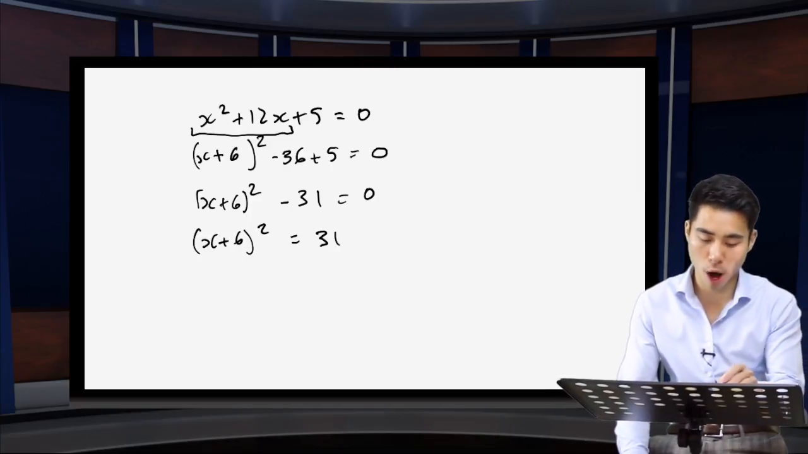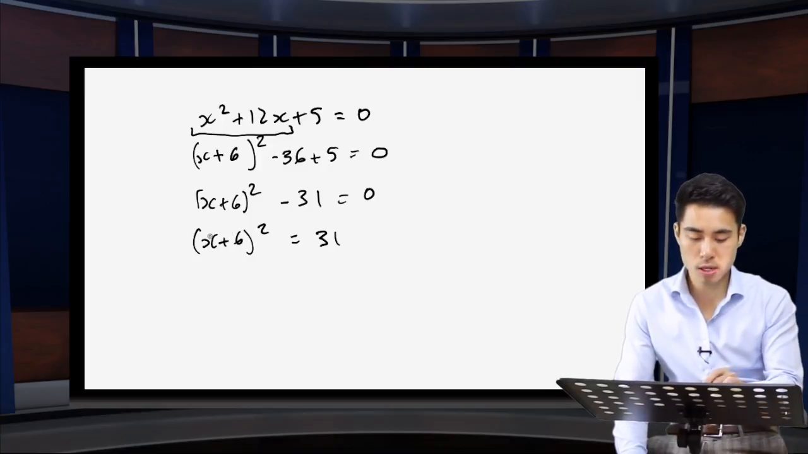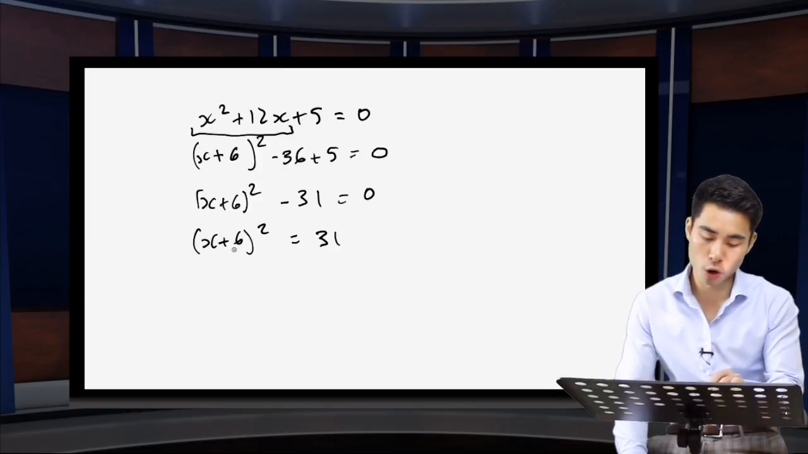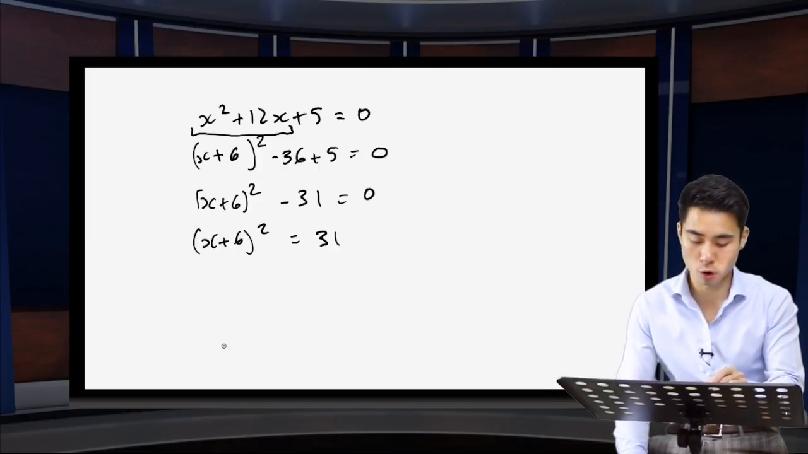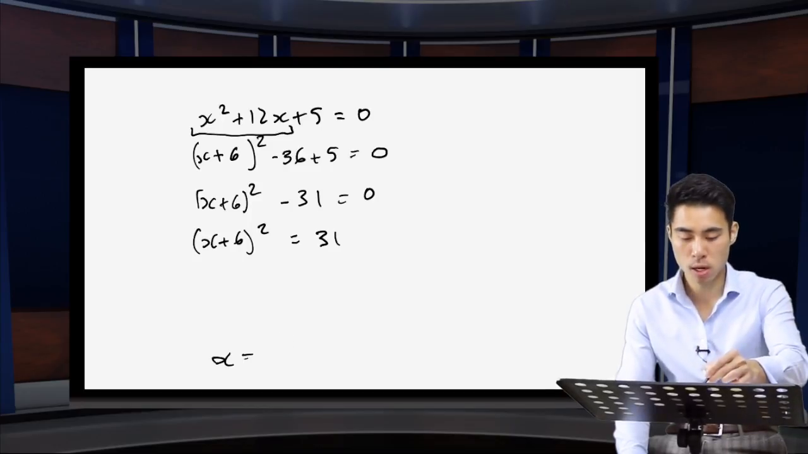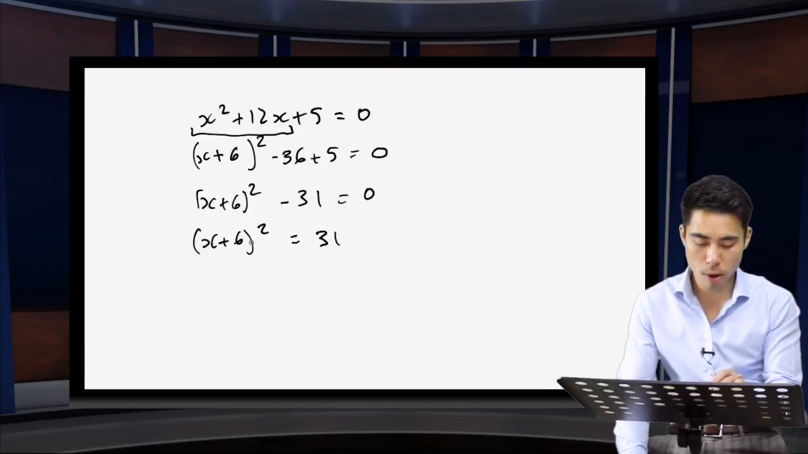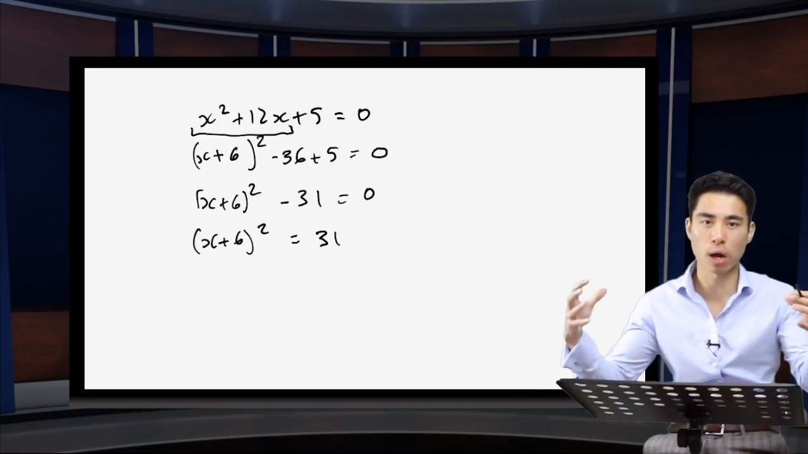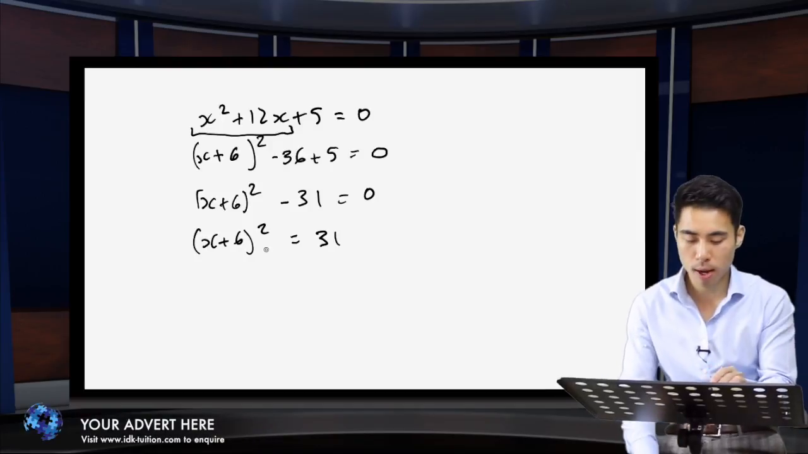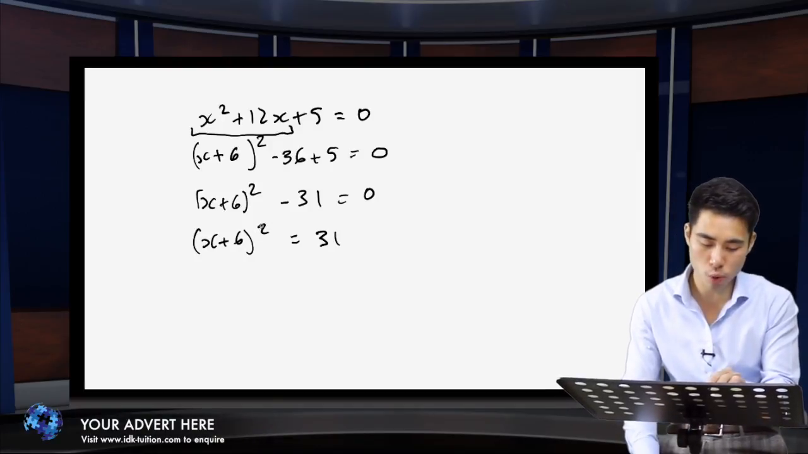Equal to 31. So this step here, notice there are two operations being performed on x on the left hand side. So you know your answer is going to be x equal to something. We need to work out that x. So in order to do that, we need to undo both of those operations that are being done to our x. So at the moment 6 is being added to it and it's being squared. We need to work outside in.